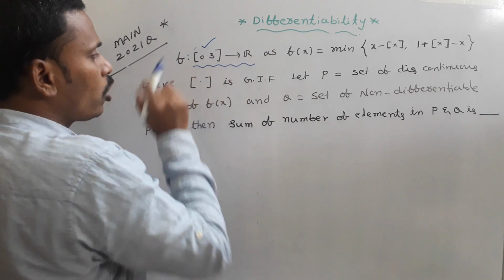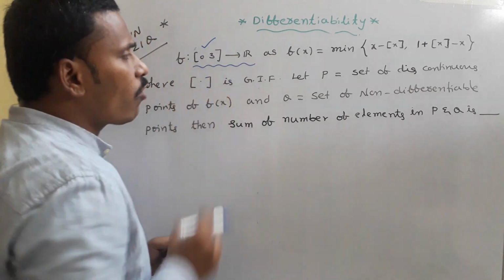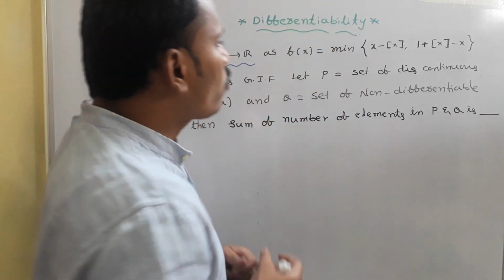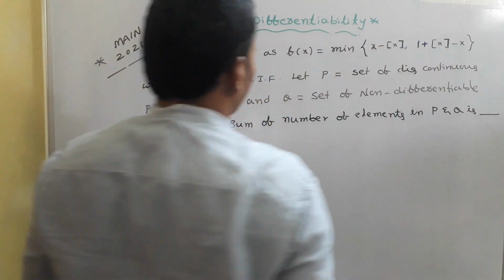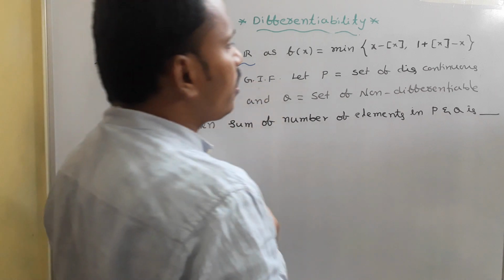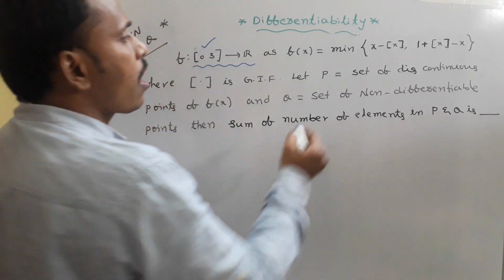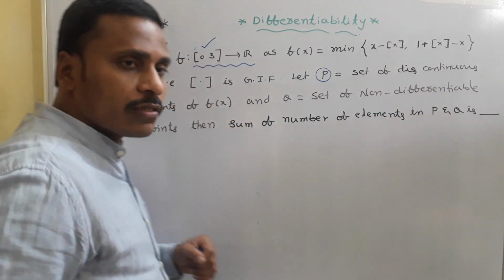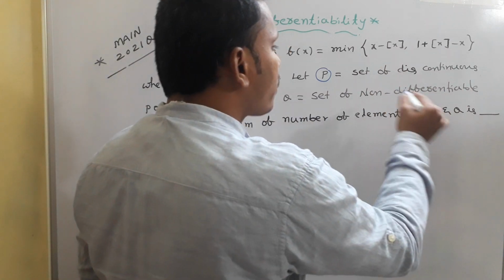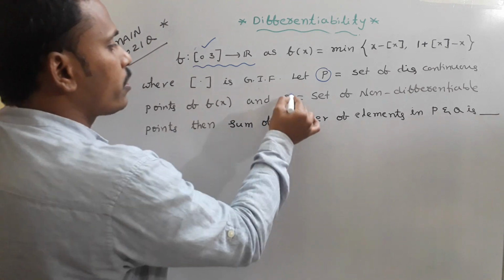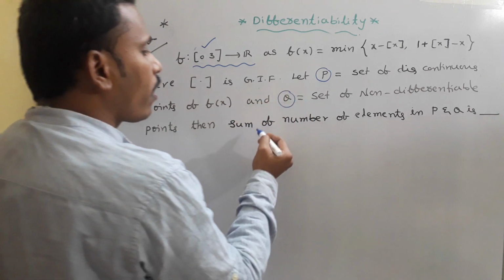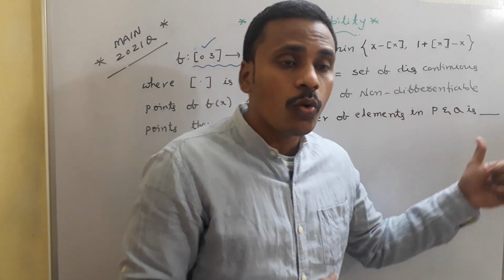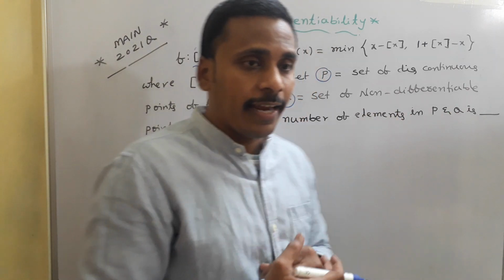That means in this particular range of x, we need to analyze the minimum of these two. After analyzing the definition of f(x), P is the set of discontinuous points of f(x), and Q is the set of non-differentiable points. After that, we need to mention the sum of the number of elements in P and Q as our answer. That's our task at the end.